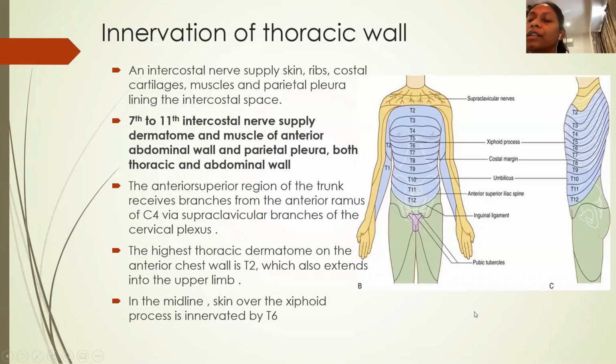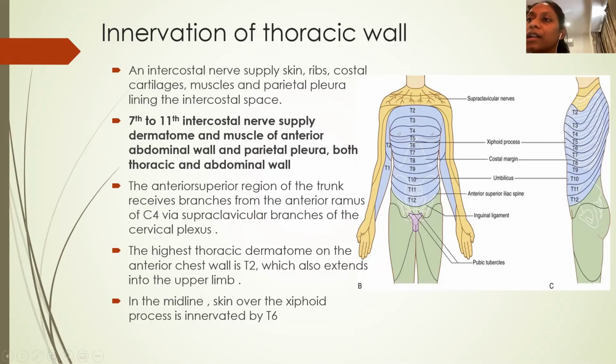Innervation of the thoracic wall. So the intercostal nerve actually supplies the skin, the ribs, the costal cartilages, the muscle, and also the parietal pleura. Okay, the 7th to 11th intercostal nerves supply the dermatome and the muscle of the anterior abdominal wall and parietal pleura, both the thoracic and also the abdominal wall.